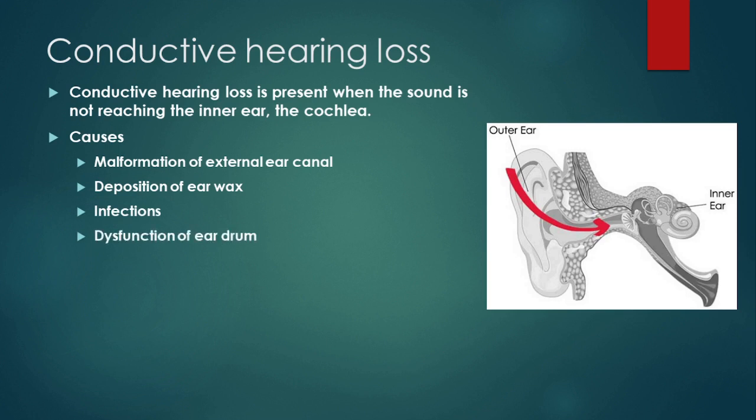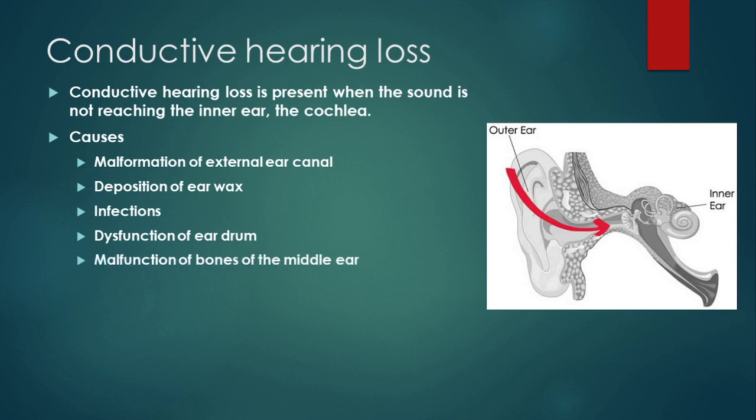Dysfunction of the eardrum is another reason for conductive hearing loss. The eardrum can become dysfunctional due to a tear in the eardrum when exposed to loud noise. You know that it is the vibration of the eardrum that is transmitted to the ear ossicles. If the eardrum is dysfunctional, it will not vibrate properly and sound will not be transmitted to the ear ossicles.